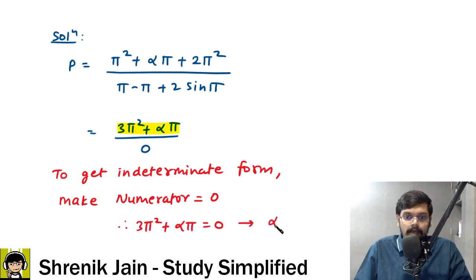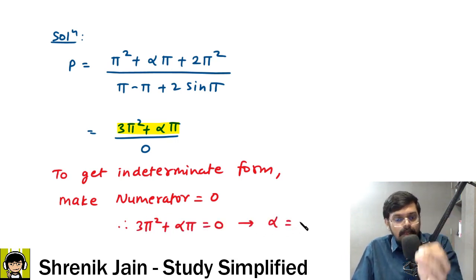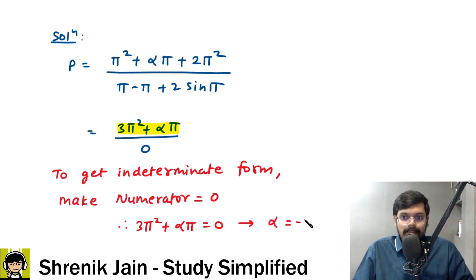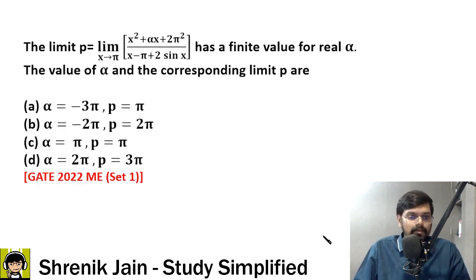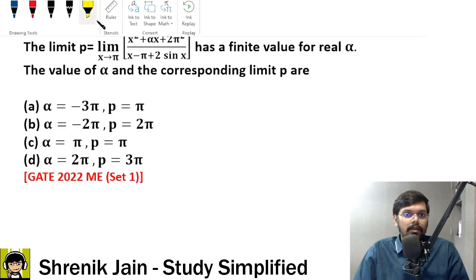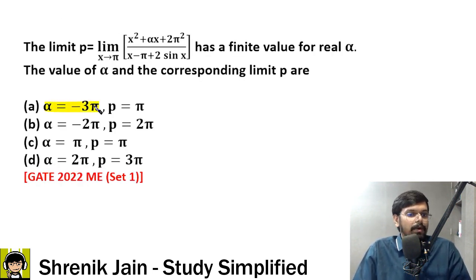If we rearrange, alpha is equal to minus 3 pi square divided by pi. So can I say it was minus 3 pi? Everyone in the comment section. So if it is minus 3 pi, sir, there is only option A. Alpha is minus 3 pi. We are done and dusted.